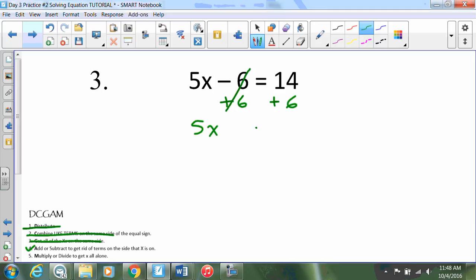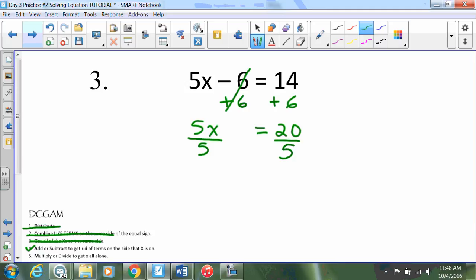So I'm going to bring down my equal sign. 14 plus 6 is 20. And I'm done with that step. Can I multiply or divide to get x all alone? Sure I can. 5 and x are being multiplied together right now. So to get rid of 5, I divide. But whatever I do on one side, I have to do the other.